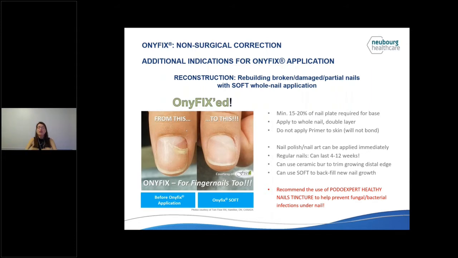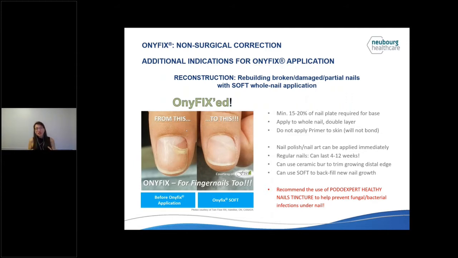But as the new nail grows back in, it will create more base. You should be inviting the client to come back to backfill with Onyfix Soft and behind it. And again, as a reminder, trim down the growing out part with their ceramic burr.